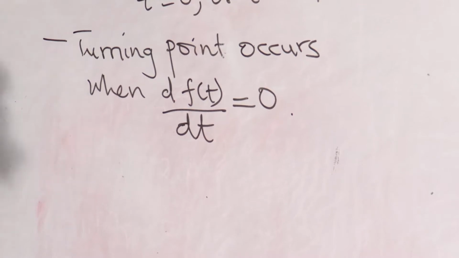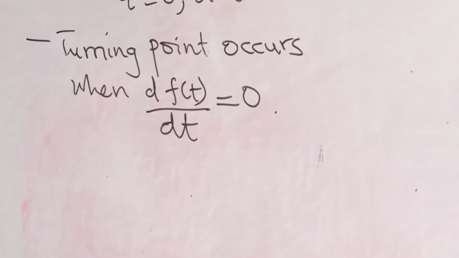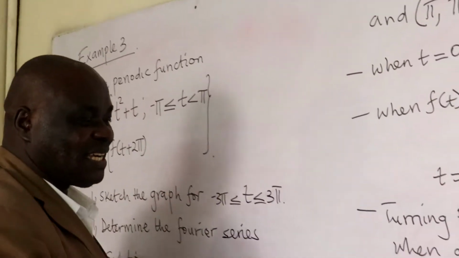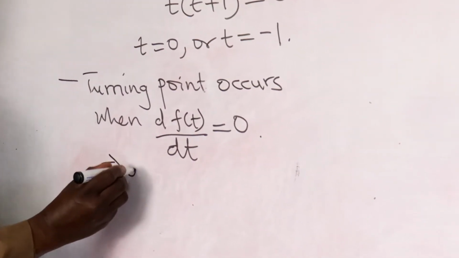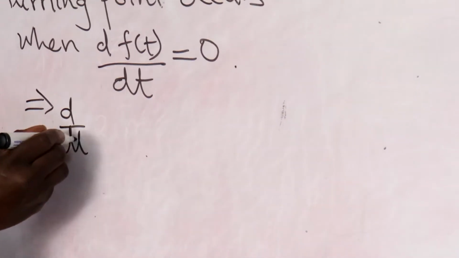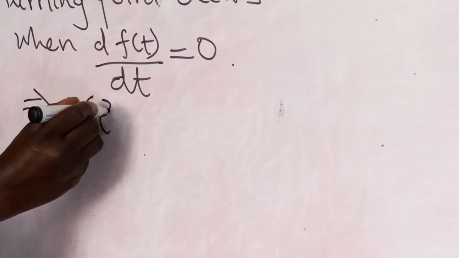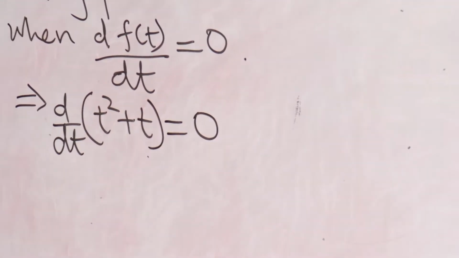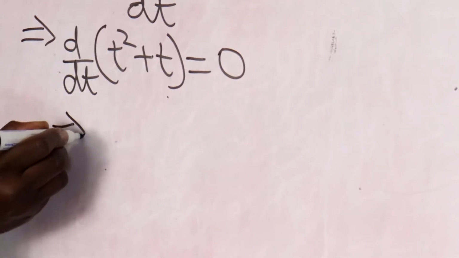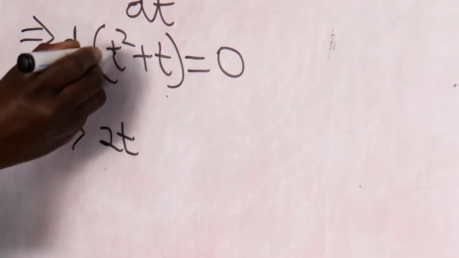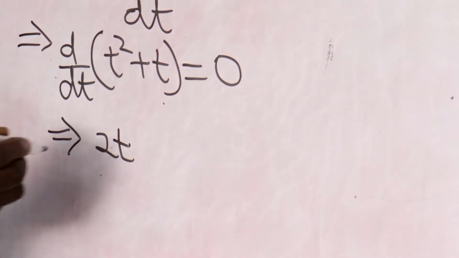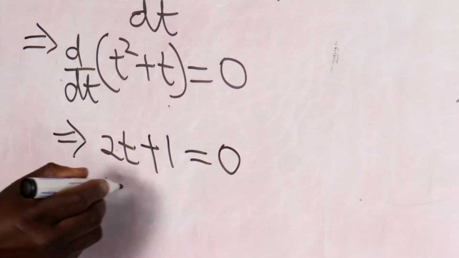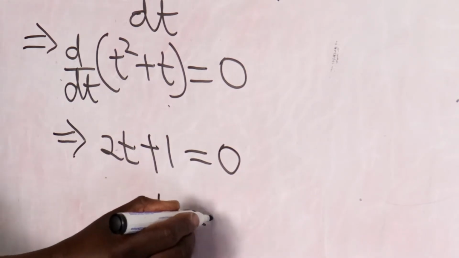So we will now differentiate our function of t. Our function of t is equal to t squared plus t. This implies d/dt of t squared plus t should be equated to 0. This implies 2t plus 1 should be equated to 0. So from here t is equal to negative a half.